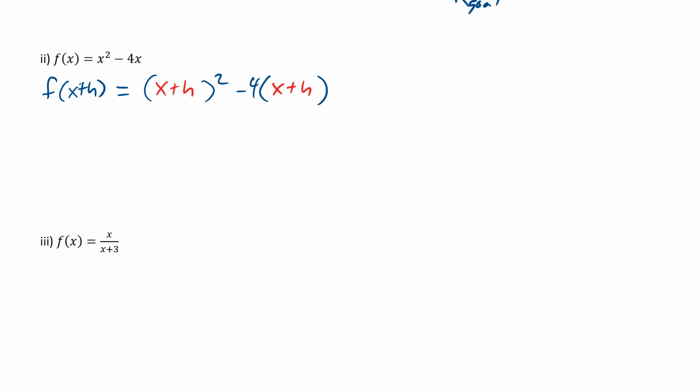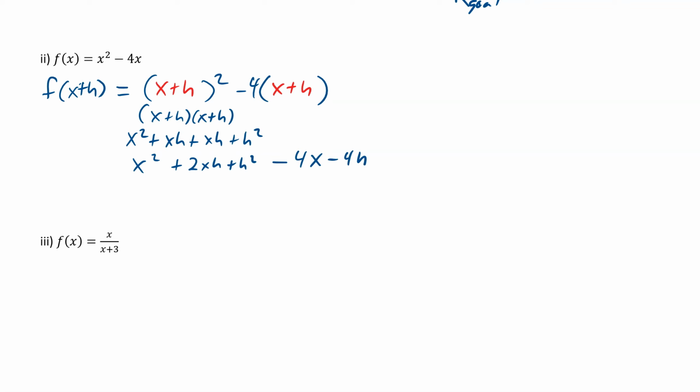And then we do have to simplify. So if we multiply this out, this is x plus h times x plus h. And so we end up with x squared plus xh plus xh plus h squared. So that's x squared plus 2xh plus h squared. And if you've done this enough, this is just a square formula. You get x squared plus 2xh plus h squared. And then we distribute the 4x. I don't need a parenthesis if I distribute: 4x minus 4h. And so that is f of x plus h.